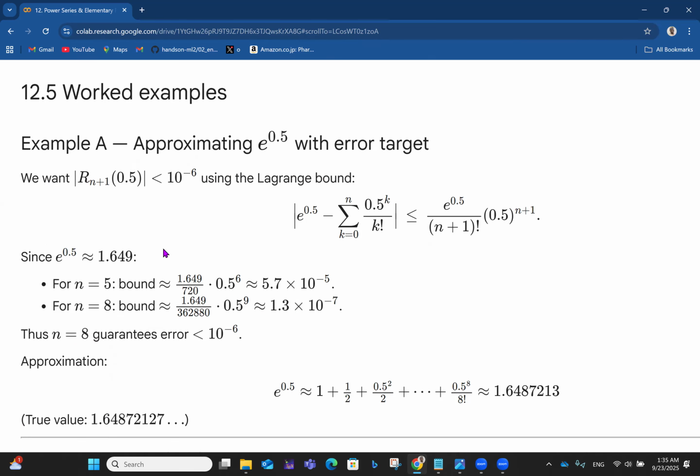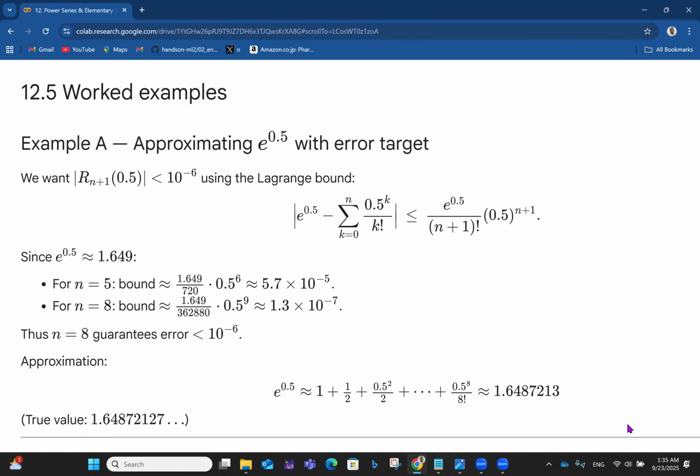Okay, so it's more like some trial and error. If you try 6 and 7, you discover that you still don't have the 10 raised to minus 6 guaranteed. But when we have 10 raised to minus 7 like this, then we surely know that's smaller than 10 raised to minus 6. So you can do the expansion up to 8. So e raised to 0.5 will now be 0.5 raised to 0 plus 0.5 raised to 1 plus 0.5 squared over 2 factorial, plus all that up to 0.5 raised to 8 over 8 factorial.